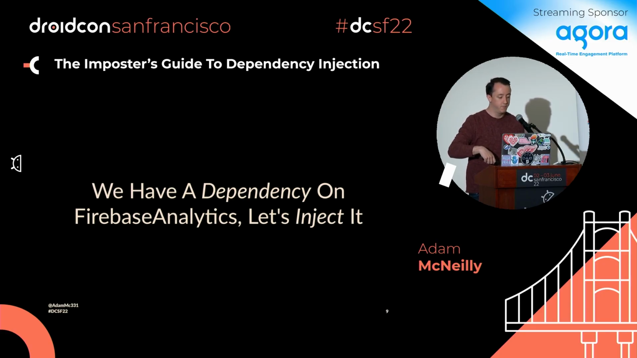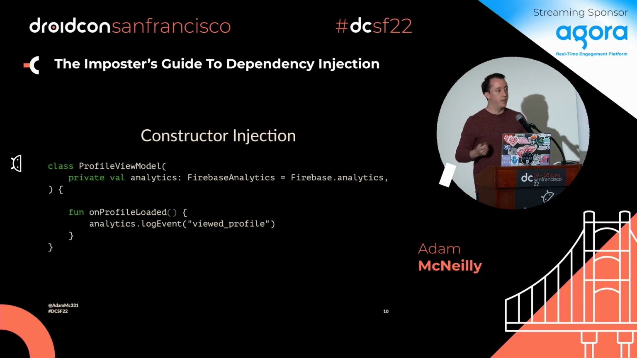this code. And a really common way of doing this, my favorite way to talk about dependency injection, is through something called constructor injection. What we do here is we add a constructor parameter for the thing that we're depending on. In this case, Firebase Analytics. We can even use Kotlin's great language features to provide a default value of Firebase Analytics. And then when onProfileLoaded is called, we call that passed-in version of analytics to say we viewed the profile.